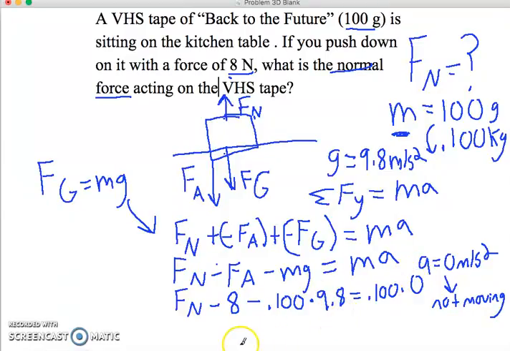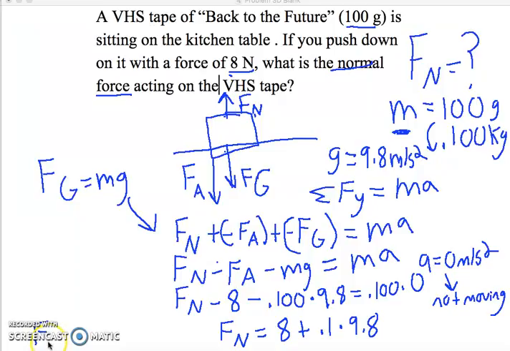So if we simplify this, again, with this being 0, we move it around a bit. We're going to get Fn is equal to 8 plus 0.1 kilograms times 9.8. And then we do that out. We're just going to do that little bit of math, not bad. So we get the normal force is equal to 8.98 newtons. So that is the normal force.